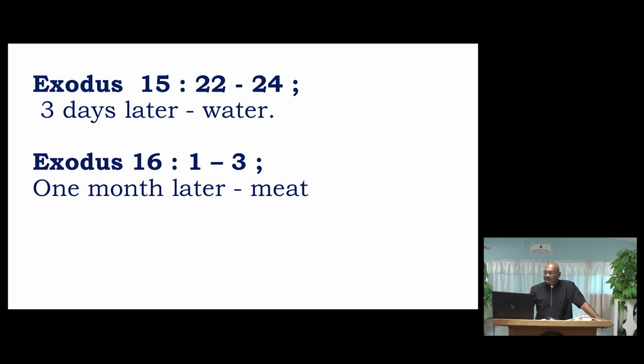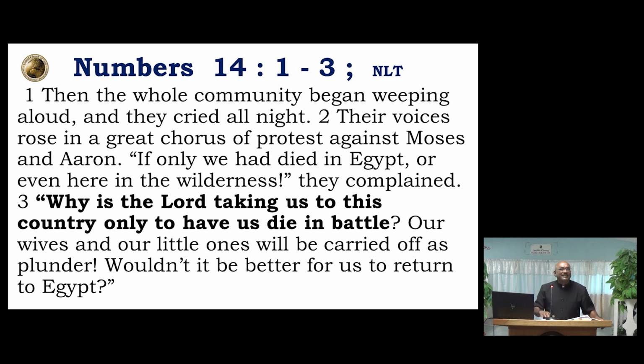This lack of faith culminated in Numbers chapter 14, verses 1 to 3. And all of us know the story here. When the spies were sent to spy out the promised land, and they brought back a report about the inhabitants of the land, this is what happened in verse 1. Then the whole community began weeping aloud, and they cried all night. Their voices rose in a great chorus of protest against Moses and Aaron. God they were really protesting against. If only we had died in Egypt, or even here in the wilderness. Why is the Lord taking us to this country only to have us die in battle? So they had no faith, absolutely zero faith that God could be victorious with them in the promised land.